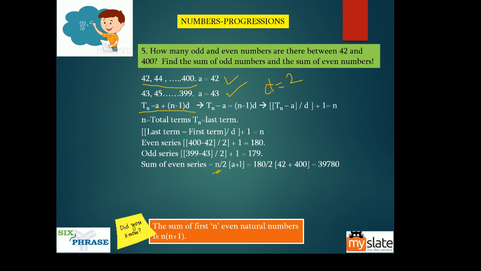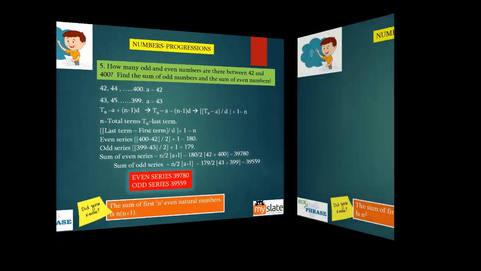Now bring this d down, Tn minus a by d. Bring this 1 to this side. So n will be equal to (Tn minus a) by d, plus 1. This is the last term, this is the first term, this is the common difference. So I have coined a formula just to get n, because only if you get n will you be able to substitute in this formula. So this is the answer, guys.